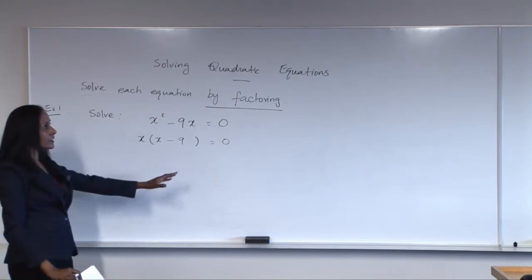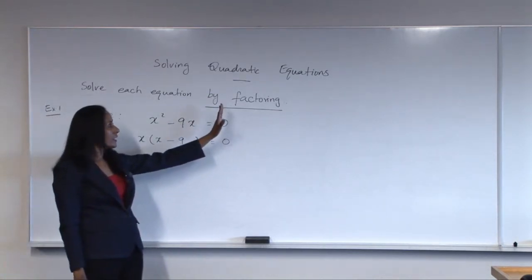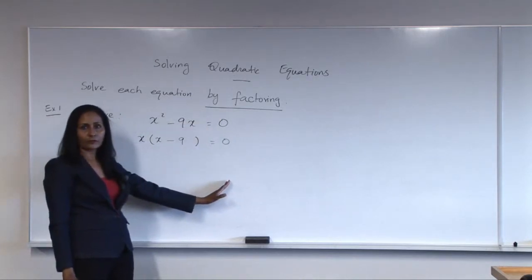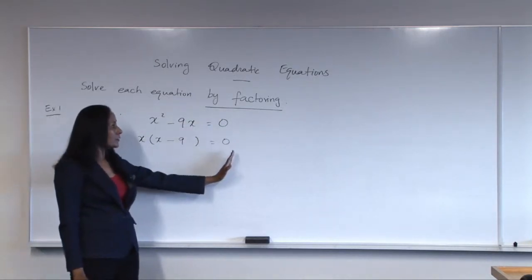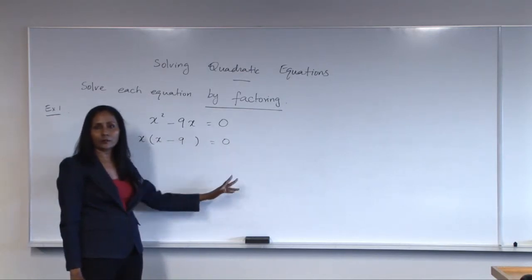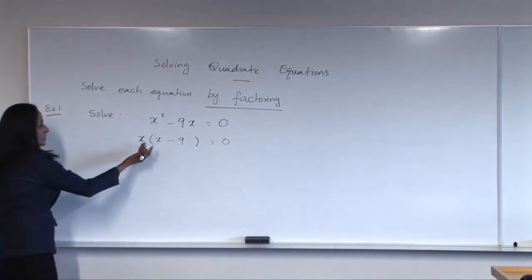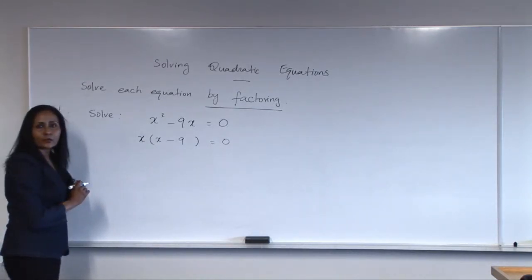And remember always, whenever you solve quadratic equations, make sure that the other side is 0 for this type of problems. If you have some other number there, you have to move that number here and then solve. So remember, 0 on one side. So x times x minus 9 is equal to 0.